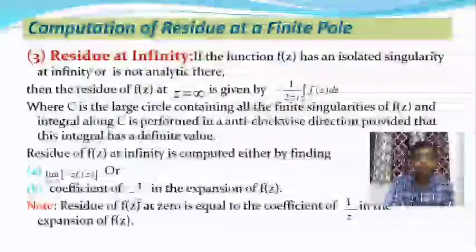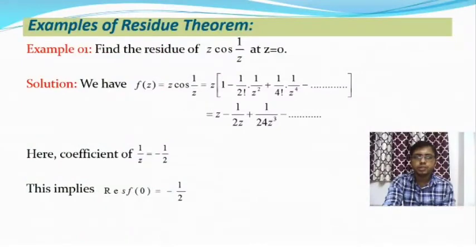After that we are going to talk about some related examples on residue theorem. So the first problem is to find the residue of z into cos 1 by z at z is equal to 0. So actually from this problem we are looking for the Laurent series. Okay, and in a Laurent series the coefficient of 1 by z gives the residue at z is equal to 0. That means we are going to find the coefficient of 1 by z, and the coefficient of 1 by z in a Laurent series is called the residue of the function.